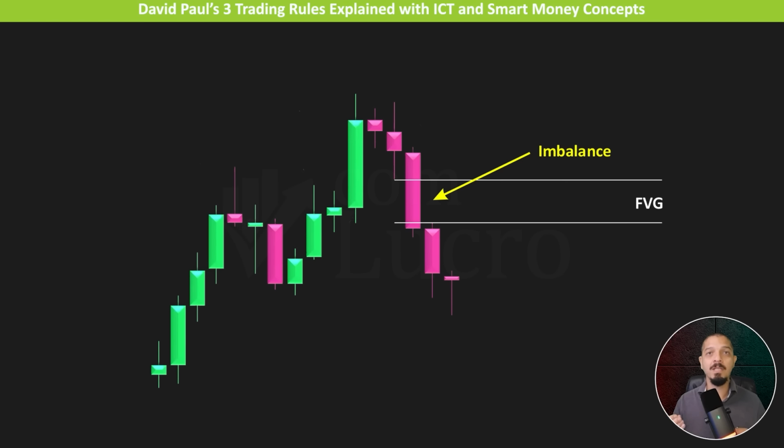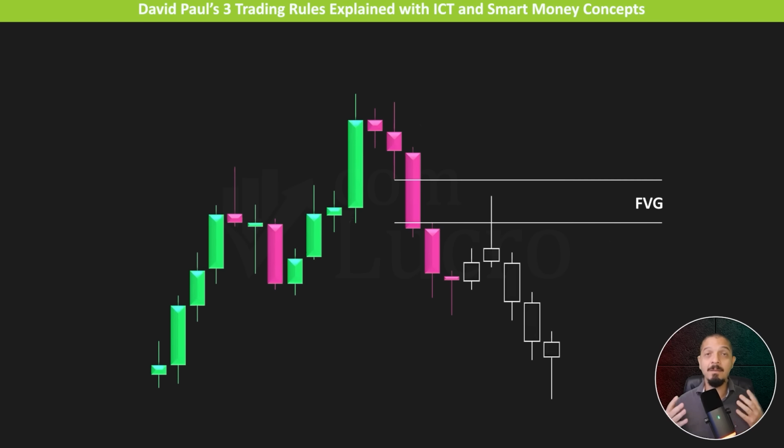This creates market inefficiency, and price usually returns to that area to rebalance. When price revisits the fair value gap and there are still unfilled orders inside the zone, it creates an opportunity to trade in the direction of the existing momentum. That is when we often see price reject from the fair value gap and continue moving with strength in the same direction. It is important to keep one thing in mind.